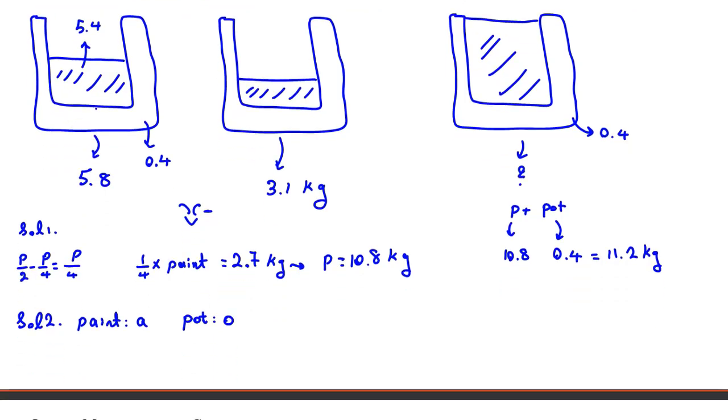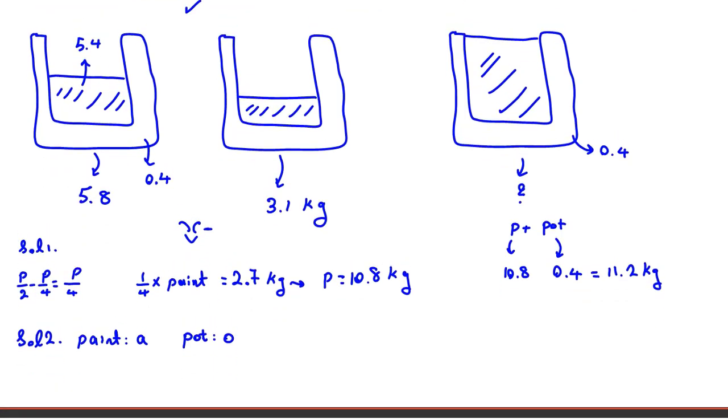So for the first one, now I want to write the equation. Here you say the weight of the pot O plus half of the paint, which is A over 2, equals 5.8. The second one: the pot O plus A over 4 equals 3.1. And at the end it wants the weight of the pot, O plus A. Here we have two equations and two variables.